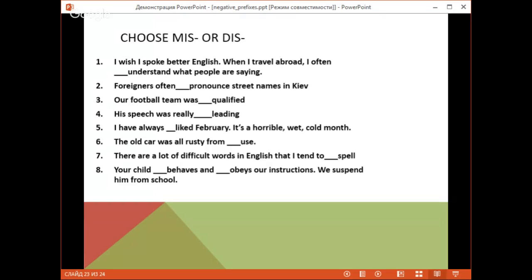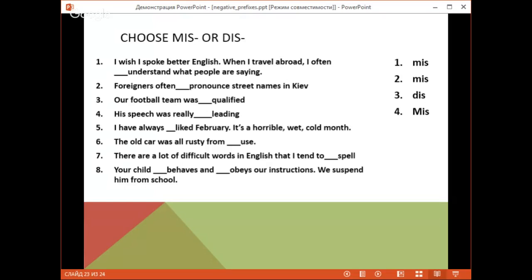Okay, guys, finish up. Finish your last ones. And we are going to check. Well, the first one, misunderstand. Number 2, foreigners often mispronounce street names in Kiev. Number 3, disqualified. Number 4, misleading speech.